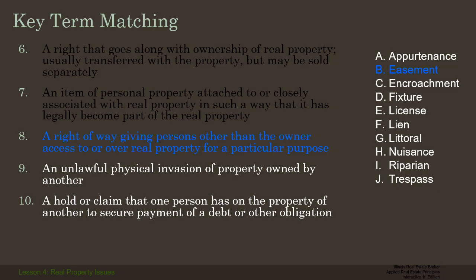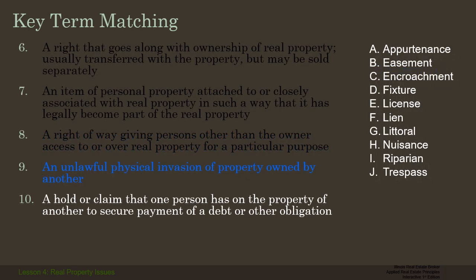An unlawful physical invasion of property owned by another, that would simply be a trespass. That's the opposite of a license. A license is where you give people permission to come upon your property for a particular purpose. Of course, an easement is a permanent right that they have to go across your property. A trespass is any time individuals use your property without any permission. And therefore, you may have to call the police to get rid of trespassers.